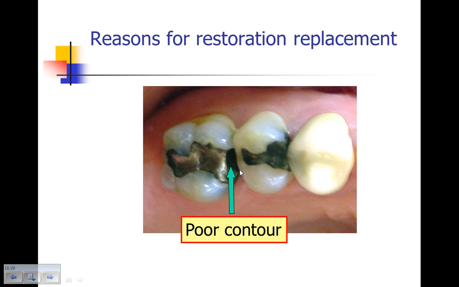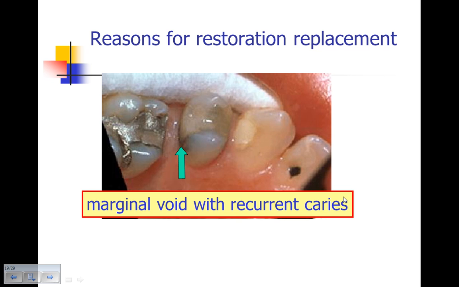Or for this restoration, we see poor contour between the Class 2 MO amalgam restoration on the maxillary first permanent molar adjacent to the premolar, and the patient had a chief complaint of packing food between the teeth and that the gingiva bleeds very easily when flossed.